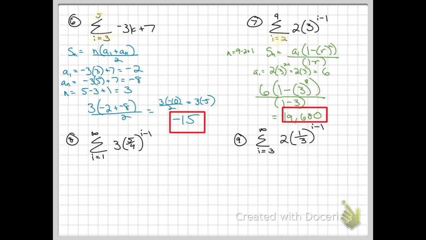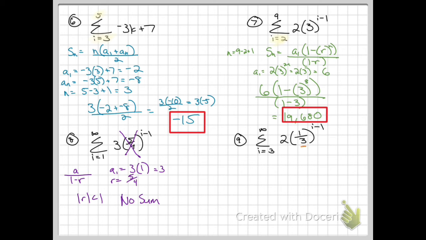Okay, number 8. That one is going to infinity. So we need a1 over 1 minus r. a1 is going to be 3 times, we're plugging in 1, so it's just to the 0, so it's going to be 3. r is 5/4. Is 5/4 less than 1? No, just because it's a fraction does not mean it's less than 1. This has no sum. That goes to infinity. You cannot get a total adding those up because it gets really, really big really quickly. So don't forget to check r.